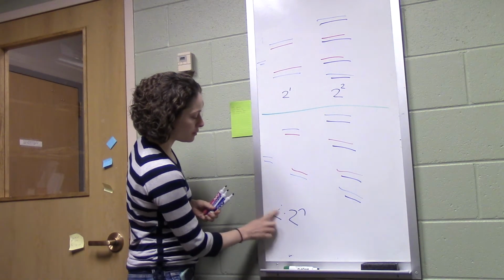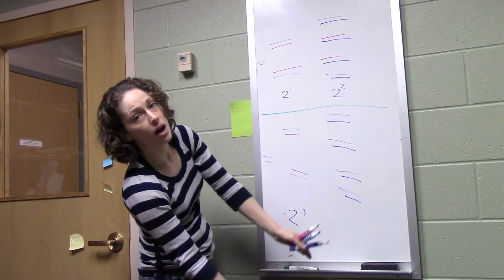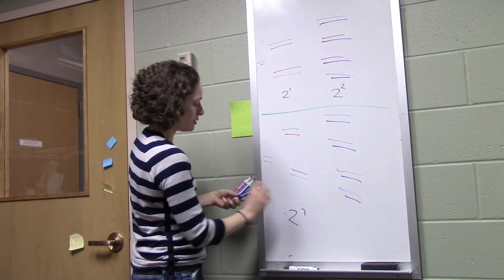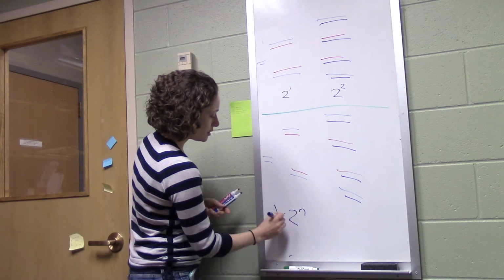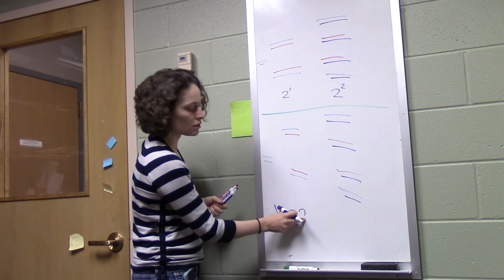2 copies. Okay, if you start with 3, just imagine copying this whole thing a third time, so it's going to be 3 times 2 to the n. So we'll just say x for the number of starting copies times 2 to the number of rounds.